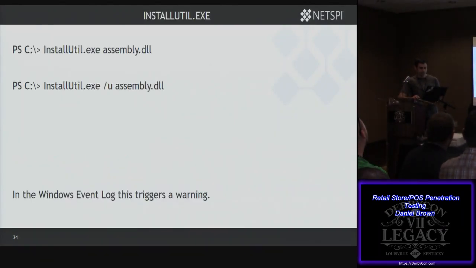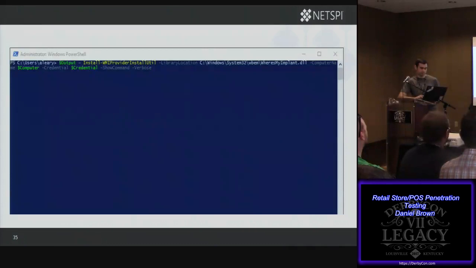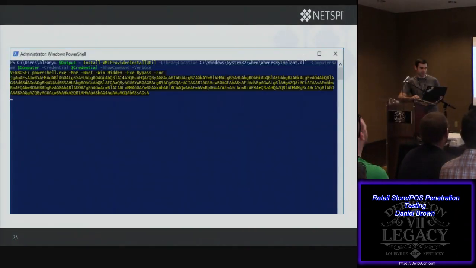Historically, .NET providers would need to be installed via InstallUtil. You'll see a lot of work coming out of Casey Smith with this binary. The one problem with this is that it triggers Windows event log 63, which causes some issues. So again, we wrapped a command for that to do our remote installs after we write it out to the system.